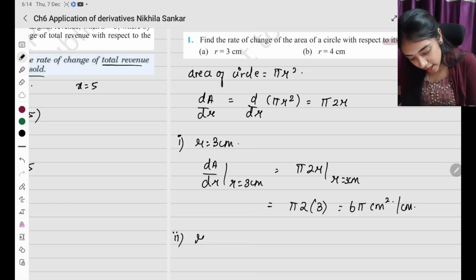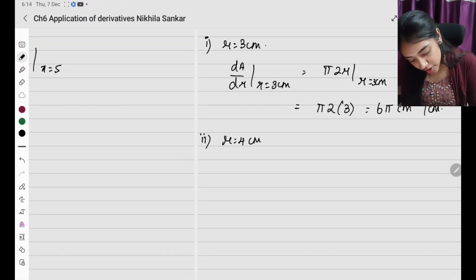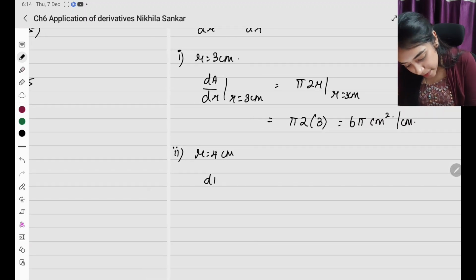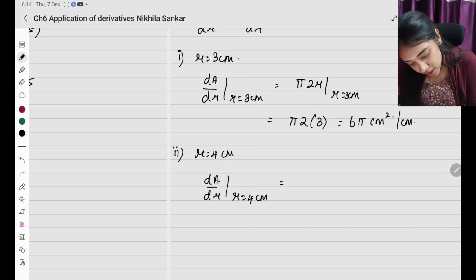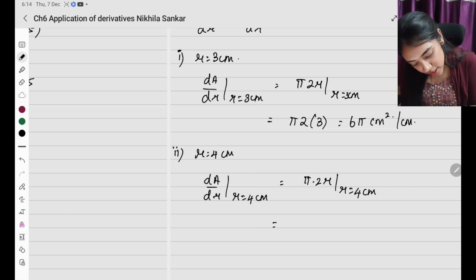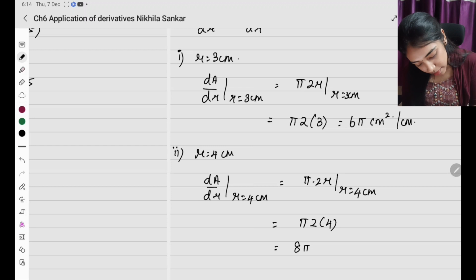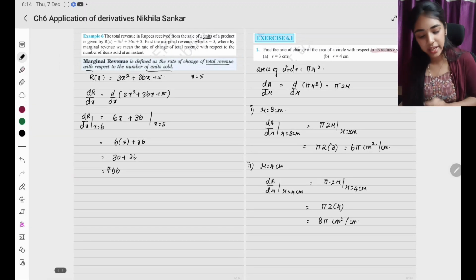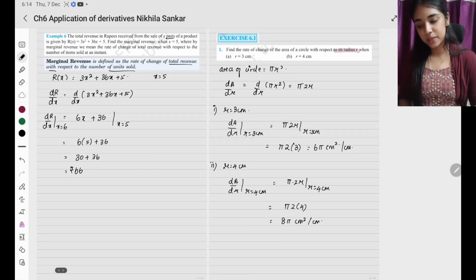Now second, r equals 4 centimeters. So how do you write? Substitute the value simply. So dA by dr when r equals 4 centimeters is going to be pi times 2r when r equals 4 centimeters. This is going to be pi times 2 times 4, which is 8 pi centimeter square per second. So we have found the rate of change. Okay, please copy.